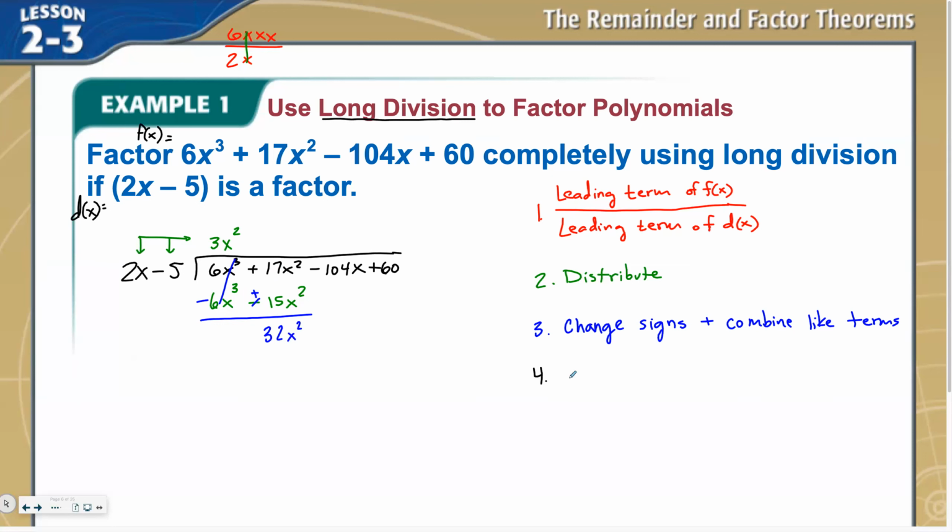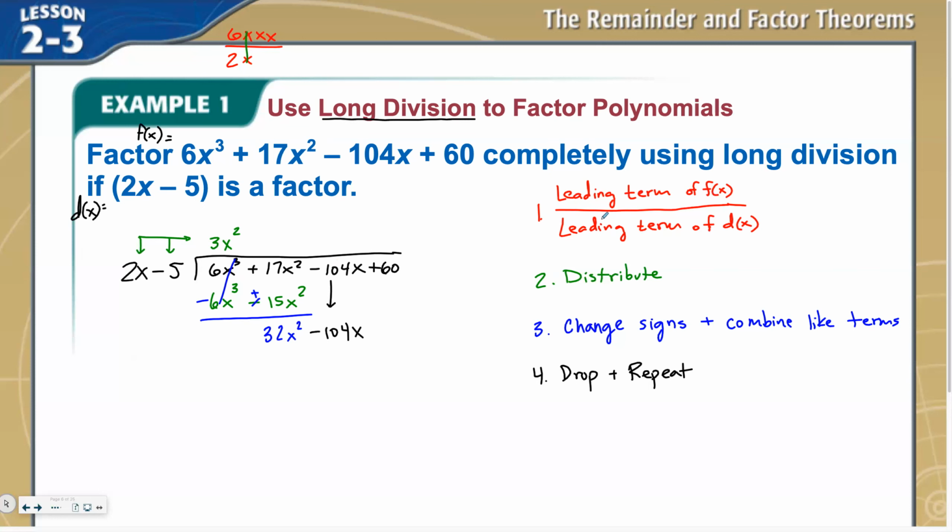Here, bring it down. I call it drop. Drop and repeat. Drop plus repeat. So what do I mean by drop? This negative 104x, that's the next term that we have not used. It drops down. So negative 104x. And now I repeat. So back on up to step 1.